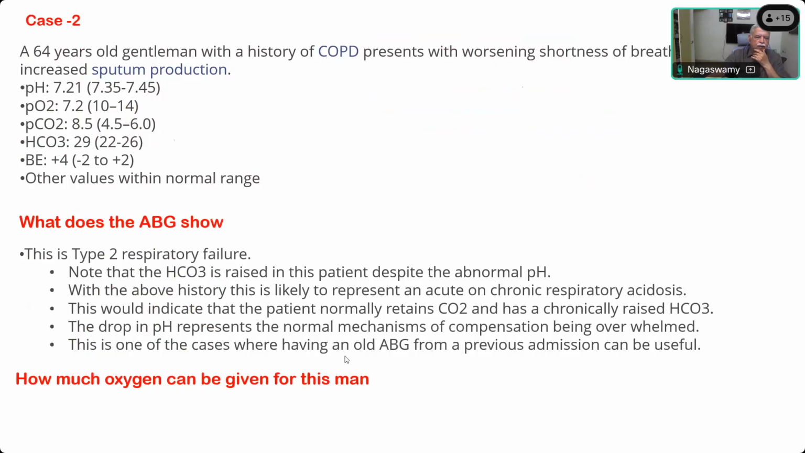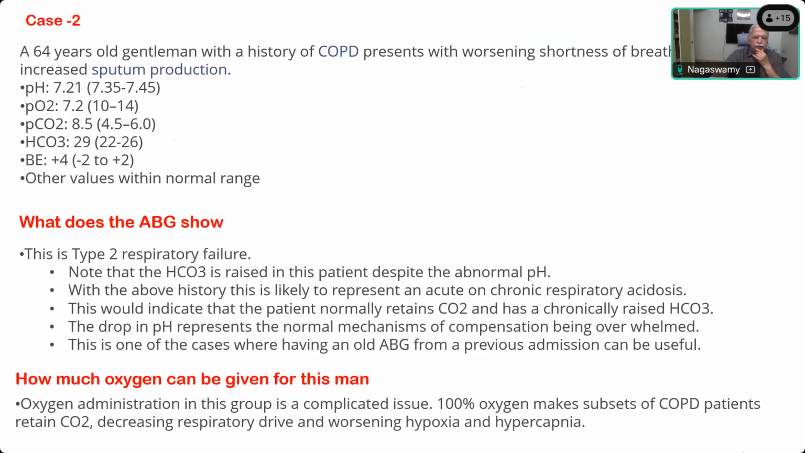So how much oxygen can be given to this man, because he is also having low PO2? You have to maintain the oxygen saturation in a very guarded range, 88 to 92, or 94. You have to give oxygen in a very guarded fashion because his respiratory drive is mainly because of the hypoxemia. So oxygen administration is complicated. 100% oxygen decreases this patient's respiratory drive, worsening hypoxia and hypercapnia. So you should not give more than 40% oxygen to these patients. That is a very important thing.